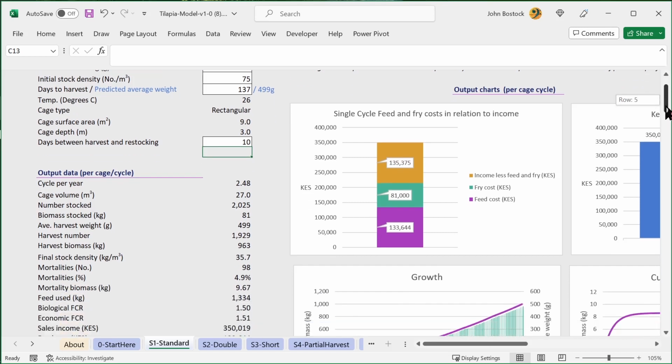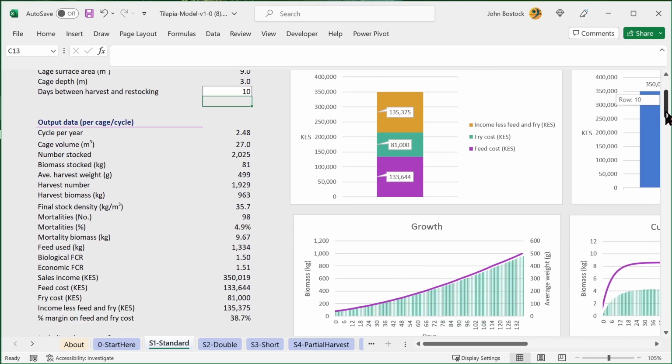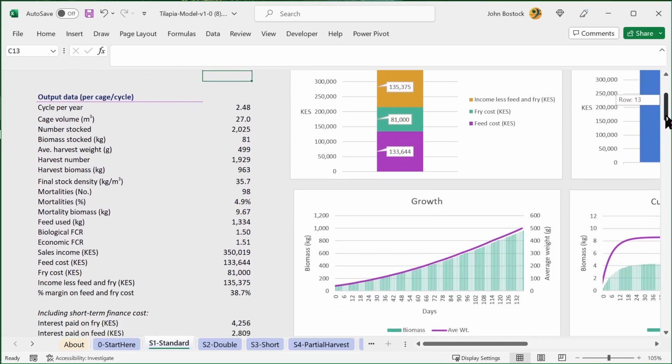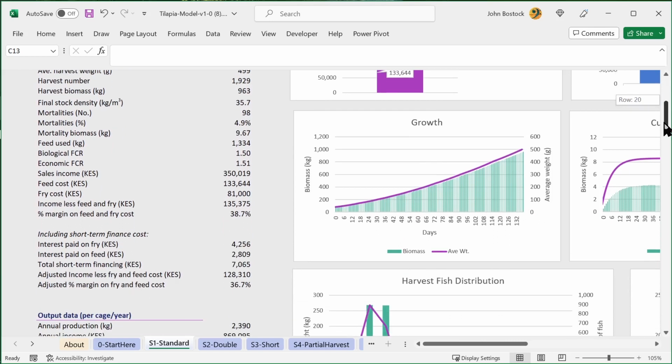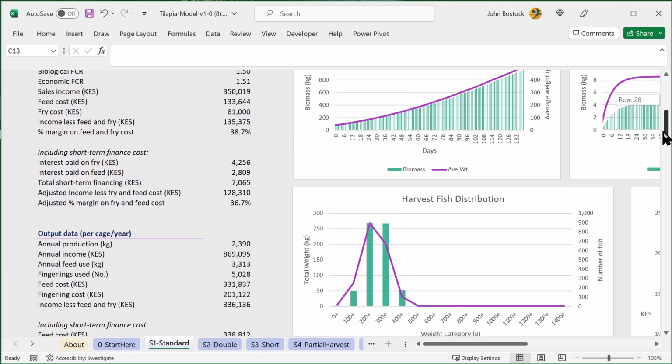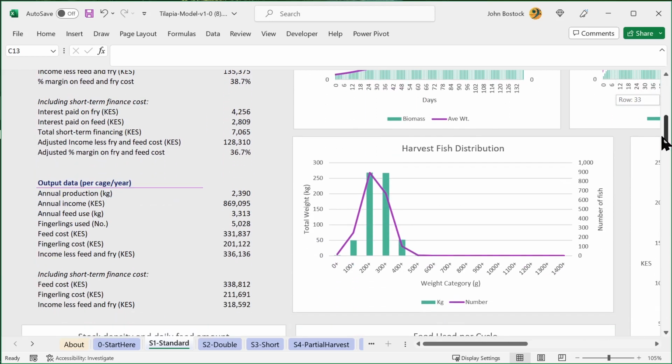The remainder of the sheet provides calculated data about each cage cycle and then multiplies this by the cycles per year number to give data for the cage over a full year. This sheet essentially shows the results of a growth model, which depends on a number of key variables that we will examine in more detail in later videos.